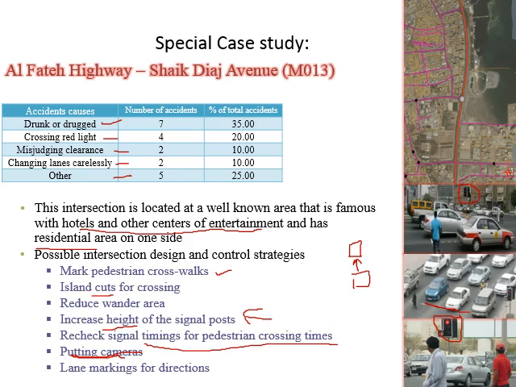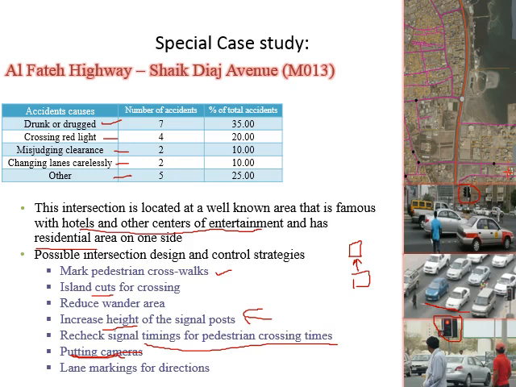And then the main reason can be the sight distance of the signal and the pedestrian crossing. So for pedestrian crossing you do all these things, and for signal sight distance you increase the height of the signal, okay, so that drivers do not stop suddenly because of any of these things.